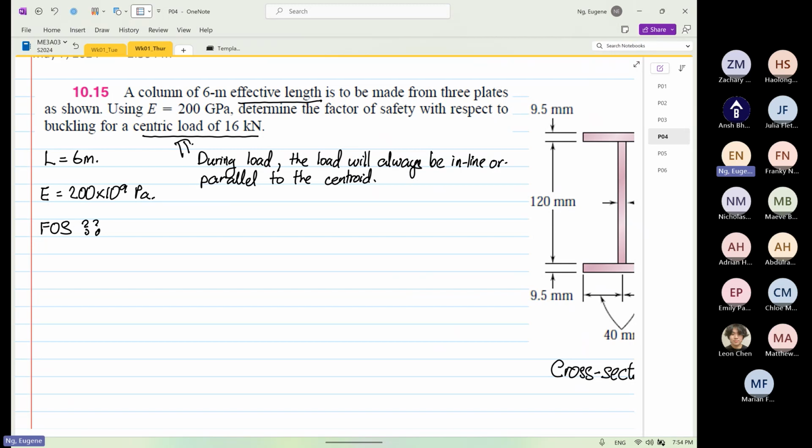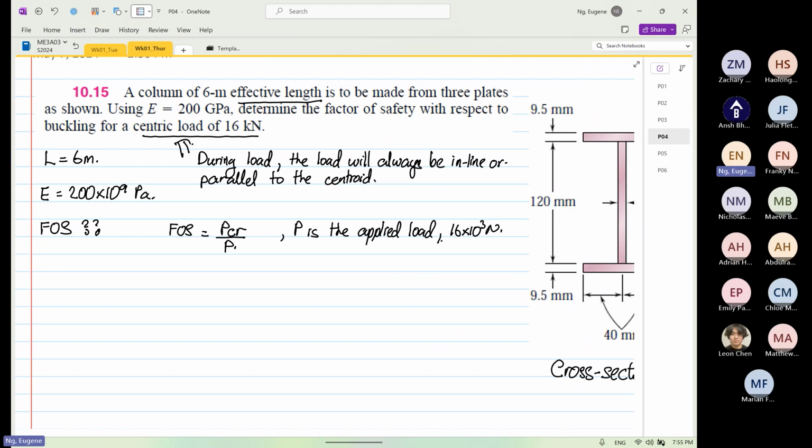So factor of safety is equal to P critical over P, where P is the applied load. And for this case, the applied load is equal to 16 times 10 to the power 3 Newton.